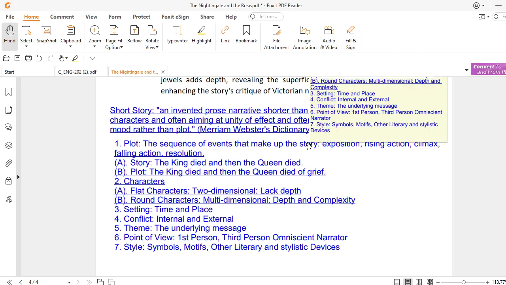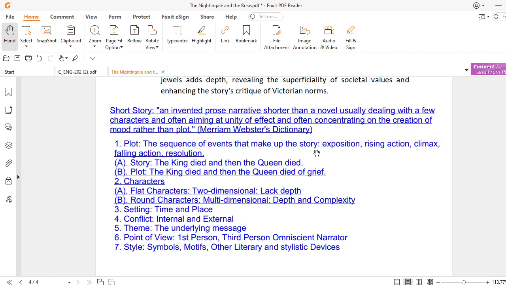The sequence of events. So this means that there is a difference between the plot and the story. Plot is something else while story is something else. So what are the elements of plot? Plot has exposition, rising action, climax, falling action, and resolution.